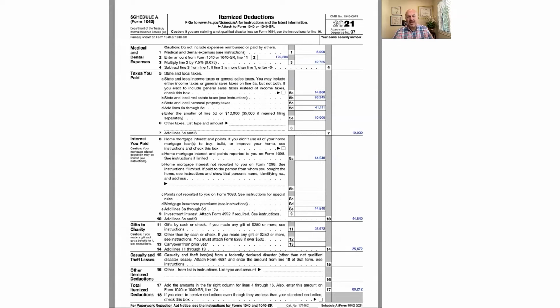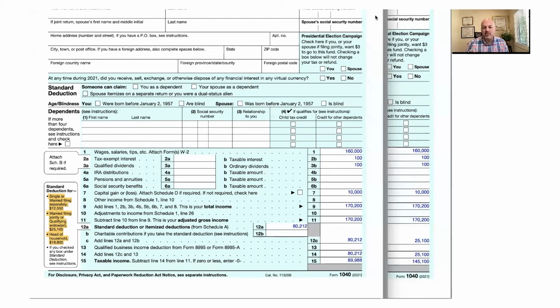Next, we're going to look to see how this itemized deduction flows on to the tax return. If we see a side-by-side comparison of the 1040 with the standard deduction and the 1040 with the new itemized deduction, you'll immediately notice that the taxable income is significantly less when you itemize than when you have a standard deduction. So let's take a look.